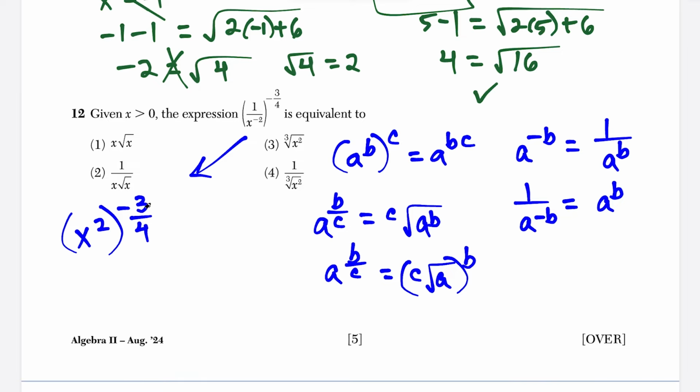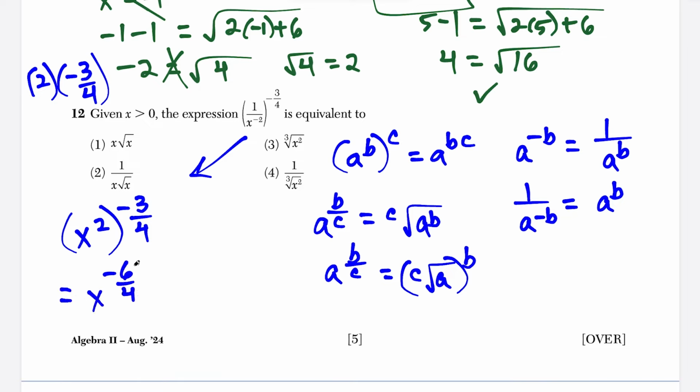And then from here, what I want to do is apply this rule. I have a power to a power, so I could just multiply. So I'm going to do 2 times -3/4. But just know when you multiply a whole number by a fraction like this, you just have to multiply the whole number by the numerator. So this is going to give us x to the -6 over 4.